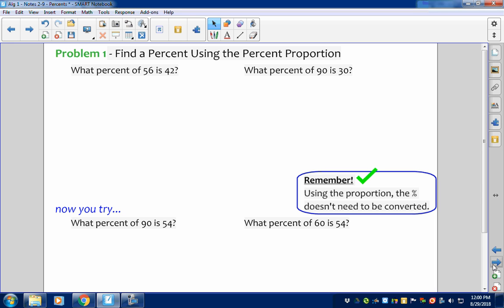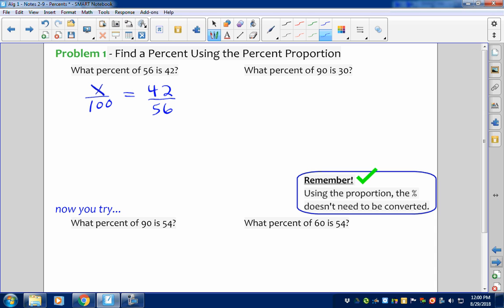It says find a percent using the percent proportion. It says what percent of 56 is 42? So in this case, this is the first of our examples. Where does the x go? Does it go in the percent category, the is category, or the of category? Definitely the percent. We don't know the percent, right? So we have x over 100 equals, and then which is the is part, or the part here? Yeah. The 42. So in this case, the 42 is the part, and the part is actually less than the total.